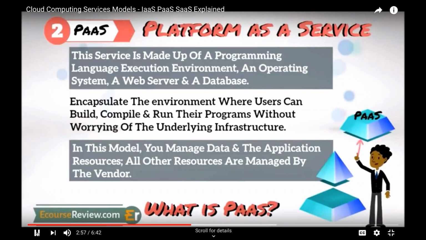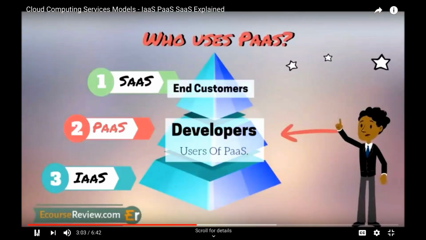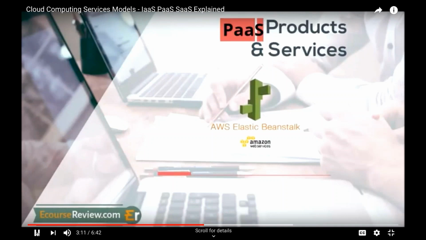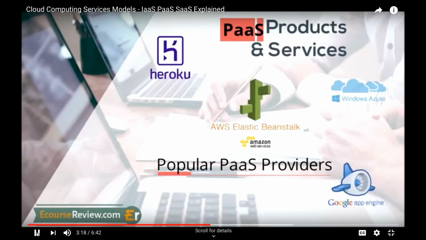Who uses PaaS? This is a domain for developers. Example products and services of PaaS. Cloud providers have the following as the PaaS products and services: Amazon Web Services Elastic Beanstalk, Google App Engine, Windows Azure, Heroku, and Force.com. Pros: cost-effective, rapid development.